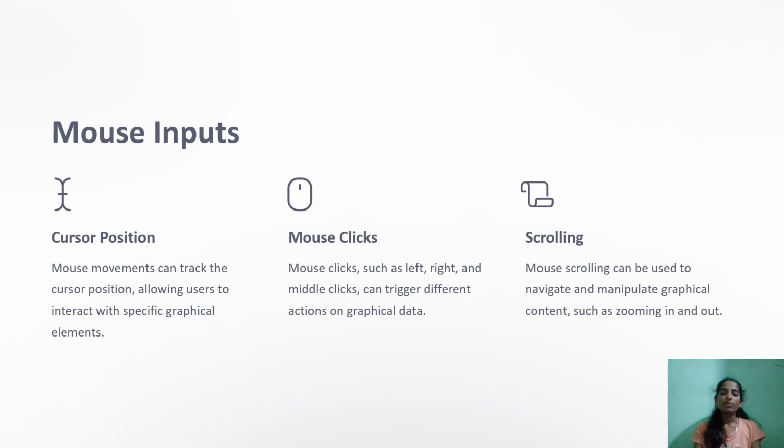Now let's see about the mouse inputs. In the mouse inputs also there are three methods: cursor position, mouse clicks, and scrolling. For the cursor position, mouse movements can track the cursor position, allowing users to interact with the specific graphical data. Mouse clicks such as left, right, and middle clicks can trigger different actions on the graphical data. And scrolling. Mouse scrolling can be used to navigate and manipulate graphical content such as zooming in and out.